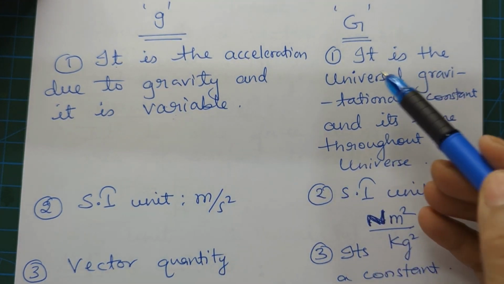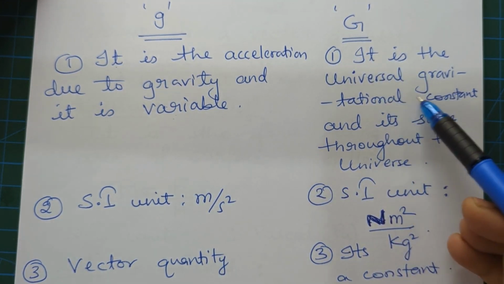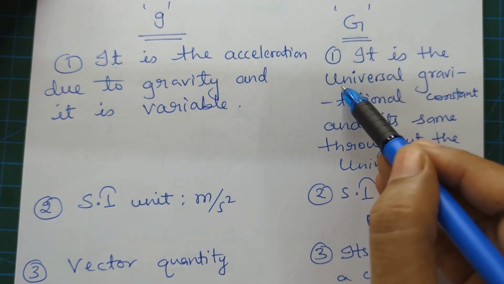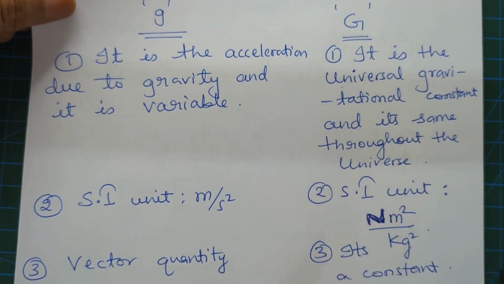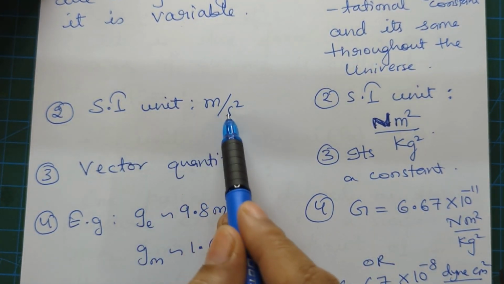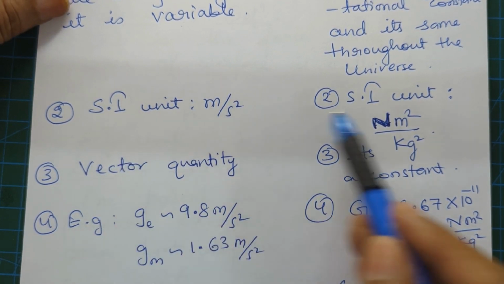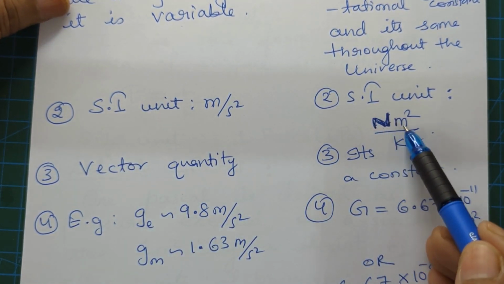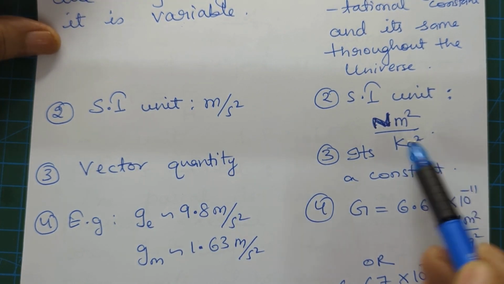Sphere. What is G? It is the universal gravitational constant and it is the same throughout the universe. That is why it is called the universal gravitational constant. Second point, acceleration due to gravity is measured in terms of meter per second square, the SI unit. The SI unit of universal gravitational constant is Newton meter square per kilogram square.